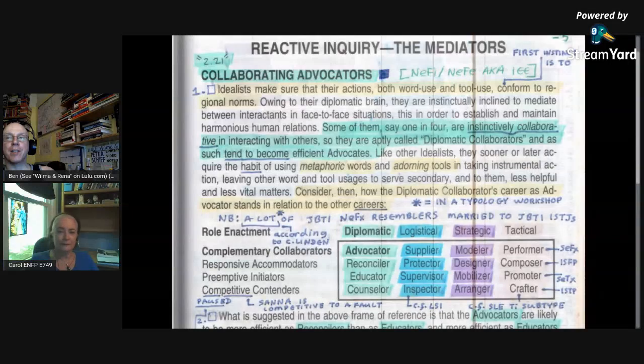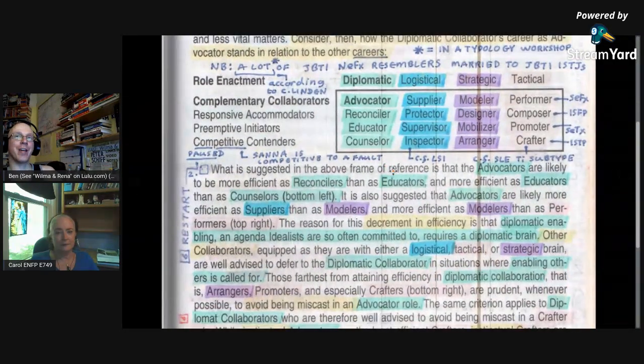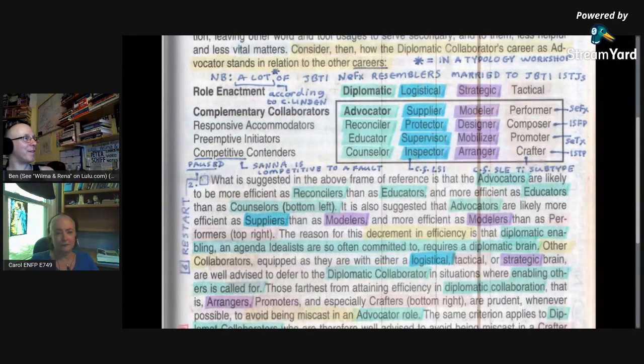Consider then how the diplomatic collaborator's career as advocator stands in relation to now. This is where you'll make an extra good contribution, Carol, because of your knowledge in this area of type and various vocations for people. So, I entered this whole field through Keirsey's Please Understand Me too. Okay, so I'm very open to Keirsey.